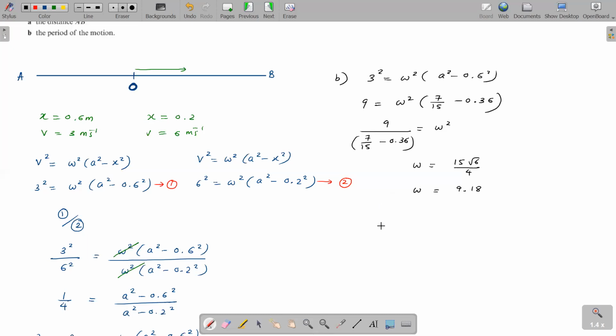All right. And then we are supposed to get the periodic time. So periodic time is what they want us to find: 2 pi over omega. Input the value: 2 pi over omega, where omega is 15 root 6 over 4. Do you agree? So 2 pi over omega, get the answer, and we get 0.68402, it goes on. So the answer is 0.684 seconds. Okay, so this is the answer.